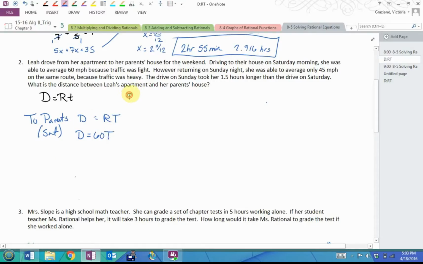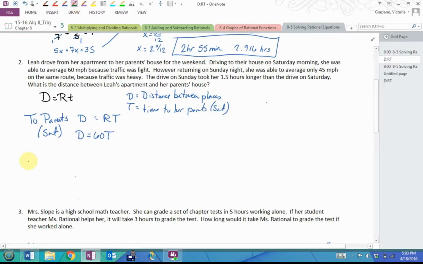So let me define some variables real quick. So D is the distance between places. And T is the time to her parents' house. So this is kind of her Saturday time.